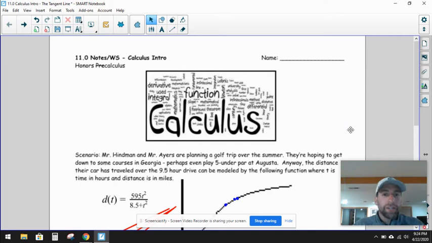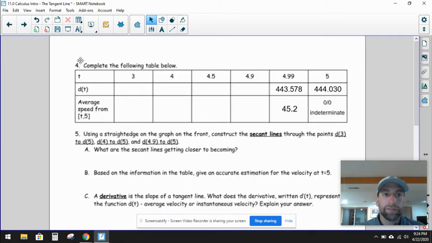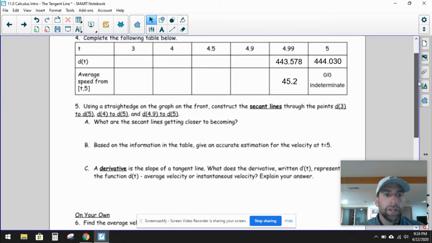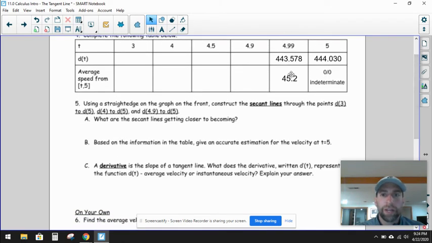All right, but let's go ahead and get on to this. We are on number 5. So hopefully you got everything else through number 4. If you want to check your 4.99, you can. Right there is the answer to that. But number 5 says use a straight edge on the graph on the front.